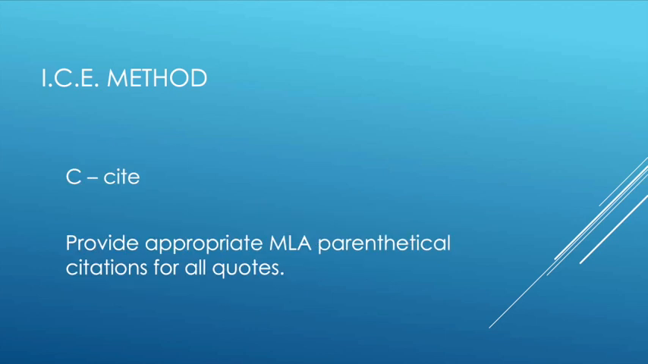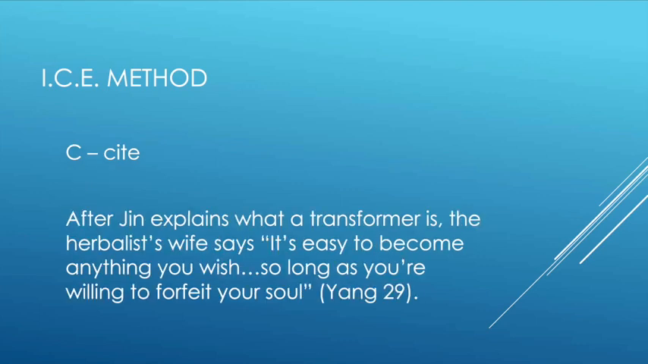Next, we have C, which is cite. So we provide an appropriate MLA parenthetical citation for all quotes. Now, that's important for any time we're writing an essay. We always have to cite our sources. So in this case, at the end of what I just wrote, after Jin explains what a transformer is, the herbalist's wife says it's easy to become anything you wish so long as you're willing to forfeit your soul.